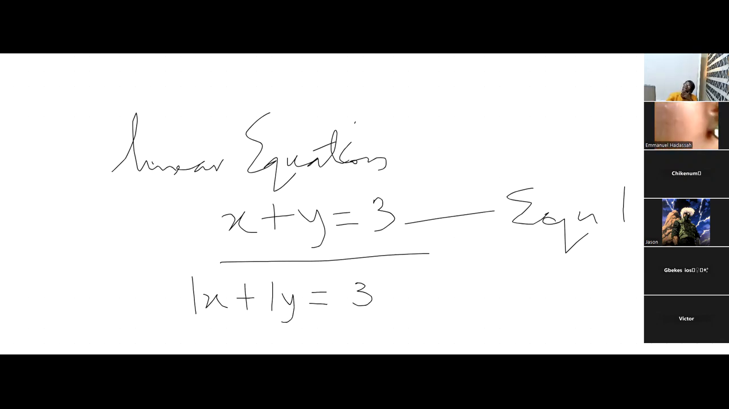Here, the coefficient of y is this, because 1 times y will remain y. The coefficient of y is 1. The coefficient of x is also 1. So when I ask you what is the coefficient of y and you said 3, it is wrong. The correct answer, which some of my students gave, is that the coefficient of y is 1.